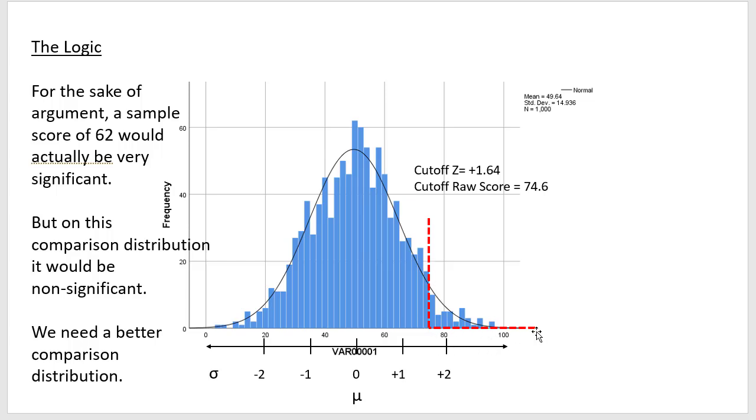We need to figure out a way to make this comparison distribution more fair. That is, we need to figure out a way to take this distribution of individual scores, and rather than make it a distribution of individual scores, make it a distribution of the means of 64 scores. Because if we're working with a sample size of 64, we should be comparing a sample size of 64 to a distribution that's based on a sample size of 64.